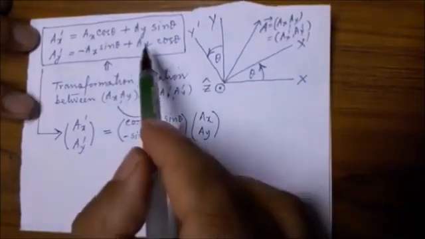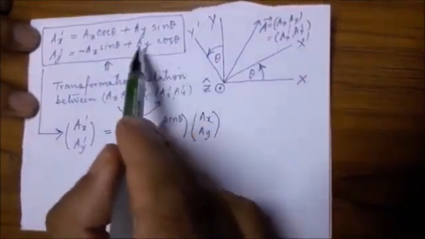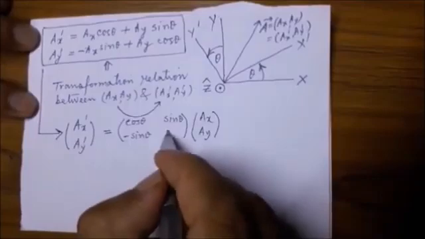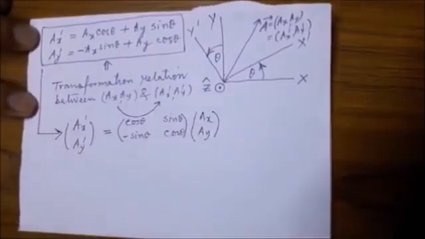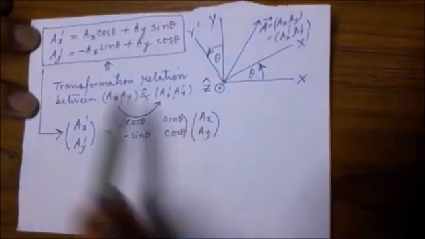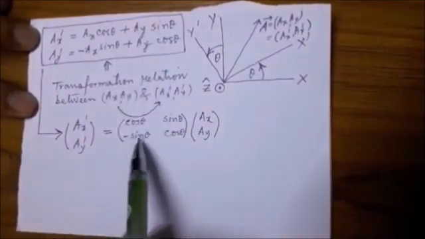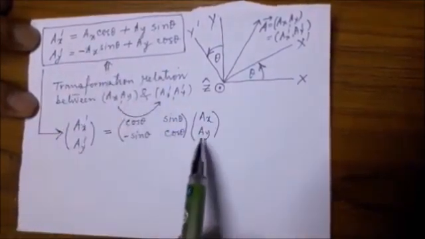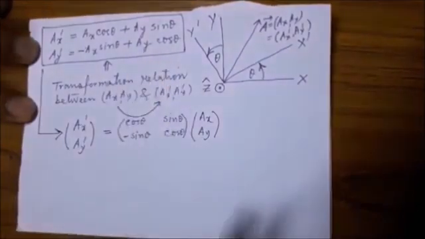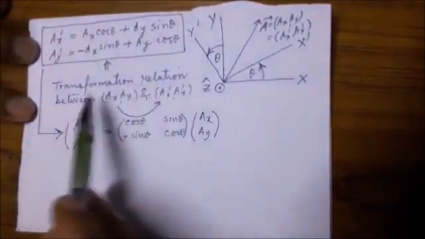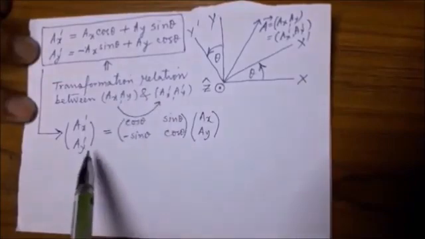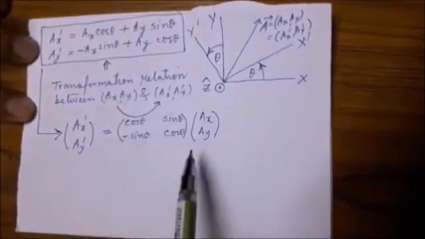And in a similar way, to generate ay cos theta, we have to put here cos theta. So let us check cos theta x, this term, and then sin theta ay, this term, and again minus sin theta x, this term, and cos theta ay, we have this term. So the transformation relation has been written in a matrix representation.